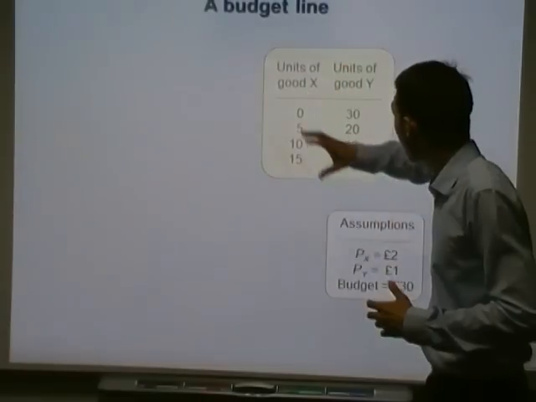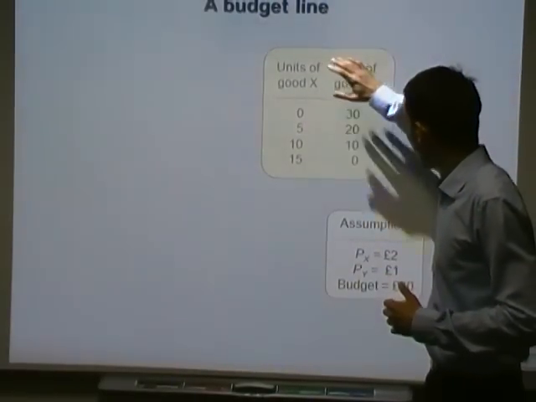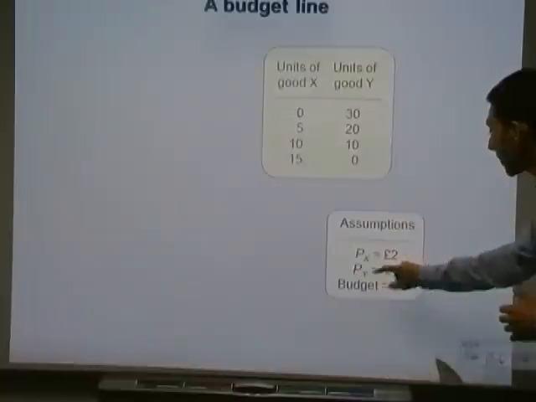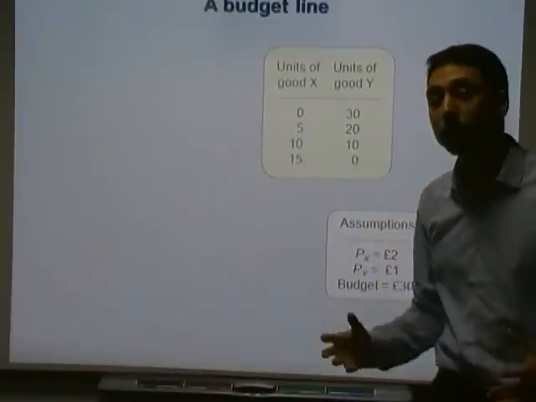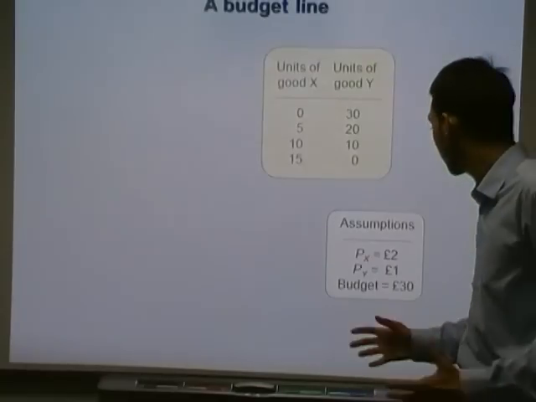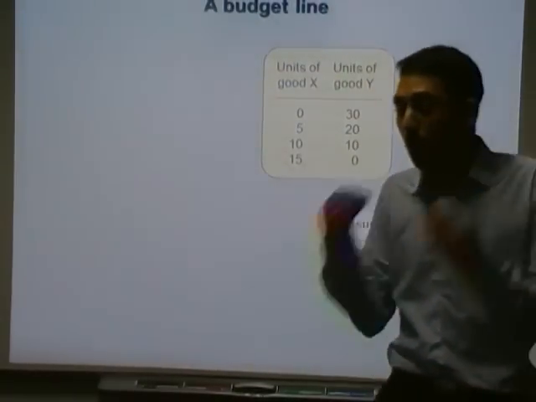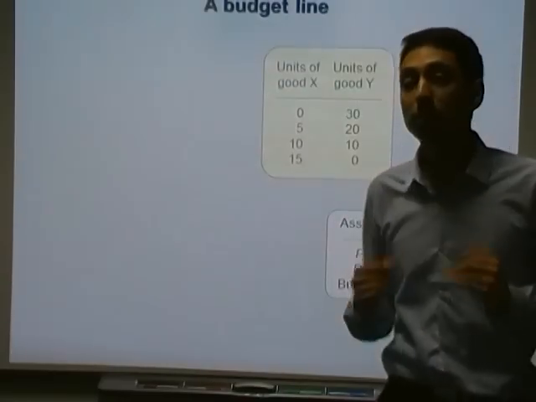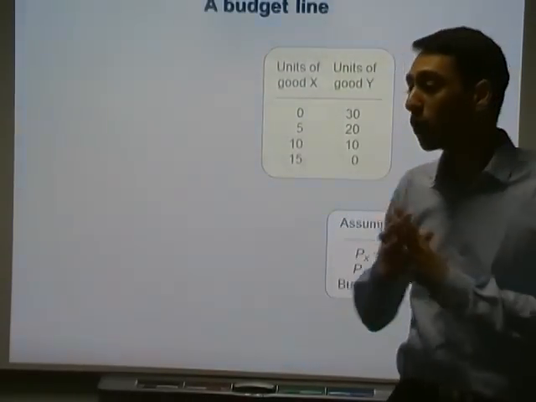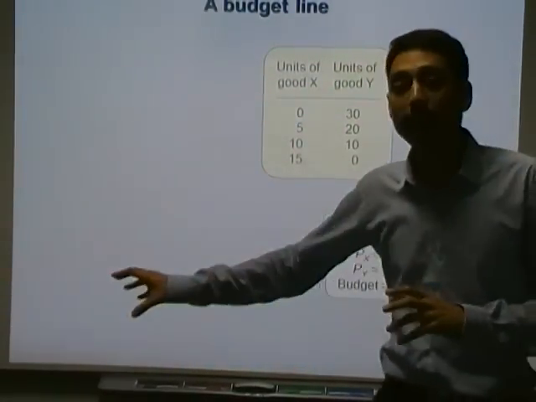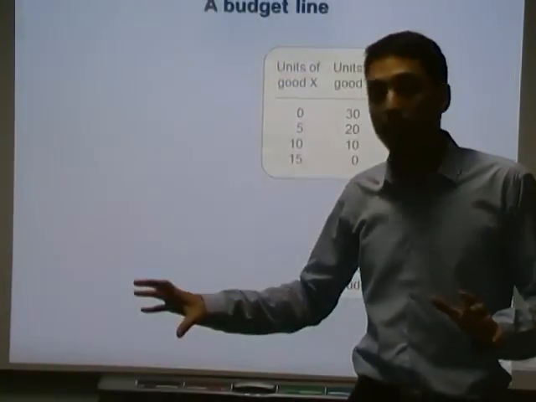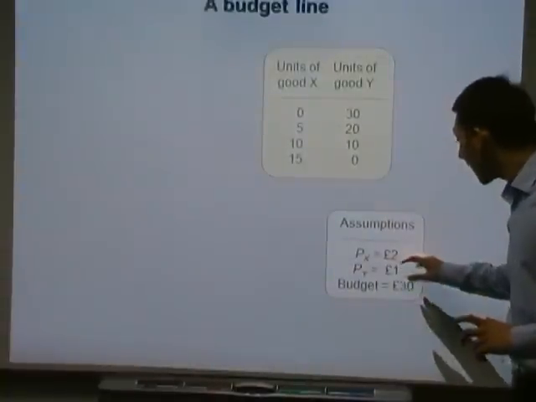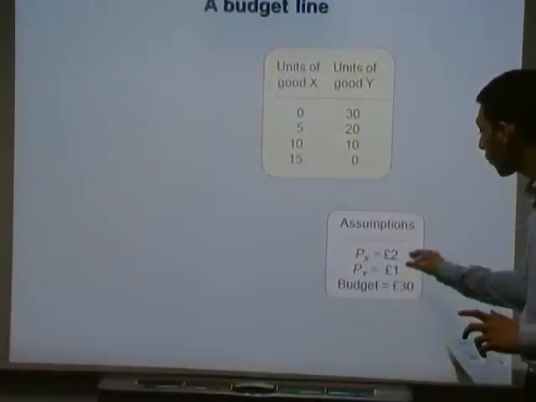So say if the price of X is £2 and the price of Y is £1, and your income or your budget is £30. So you go to the market with 30 pounds in your pocket and you can buy only X or Y. Okay, you cannot buy anything else. Only X or Y, and the price of X is £2, whereas the price of Y is £1.